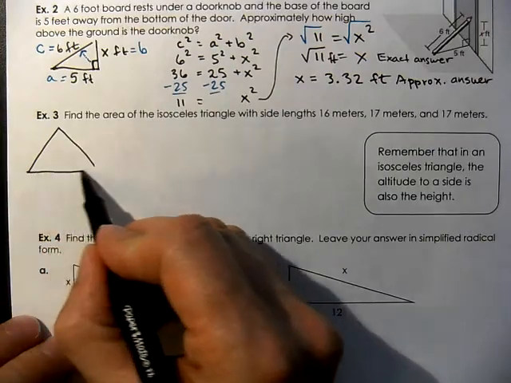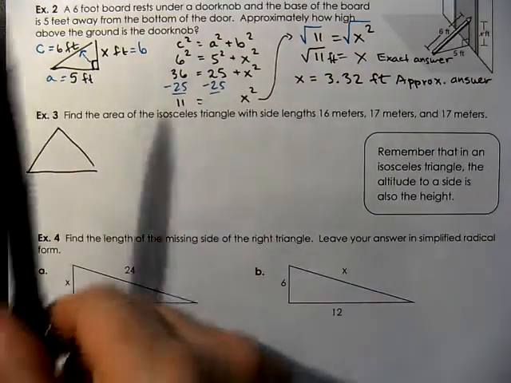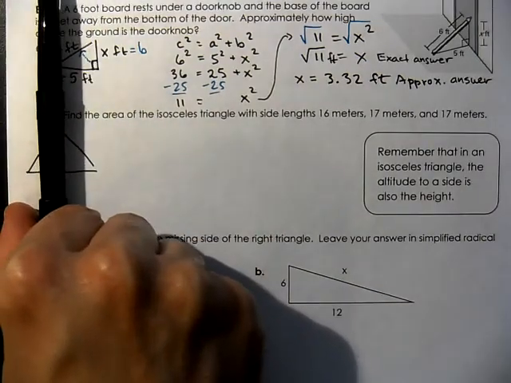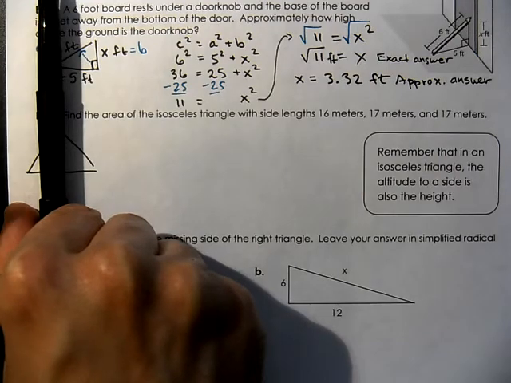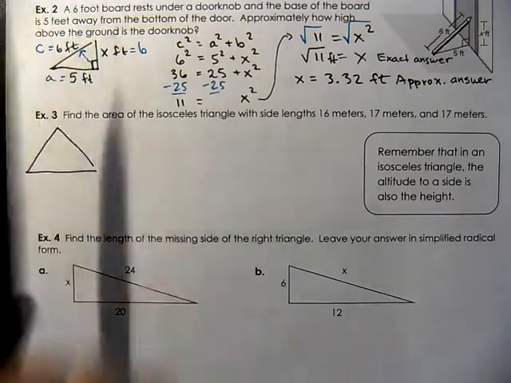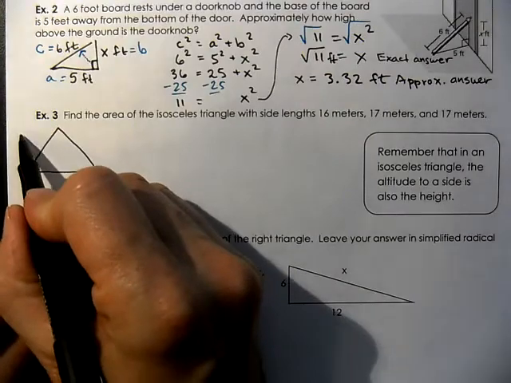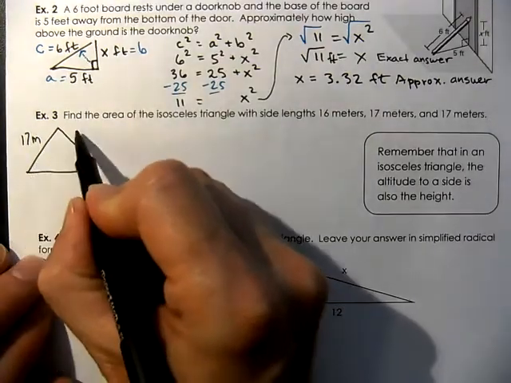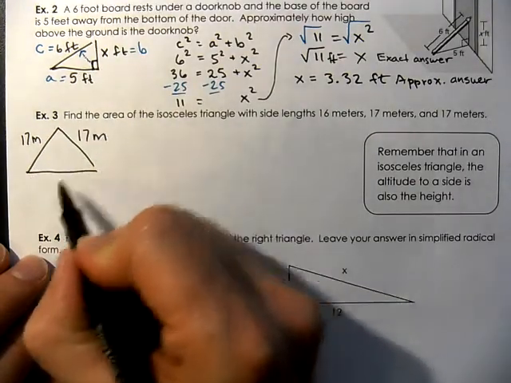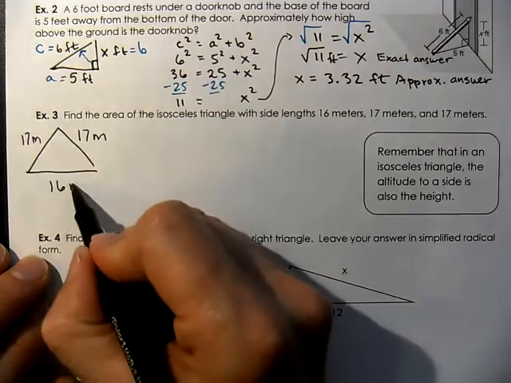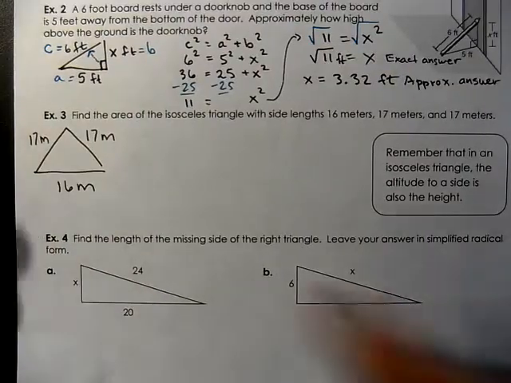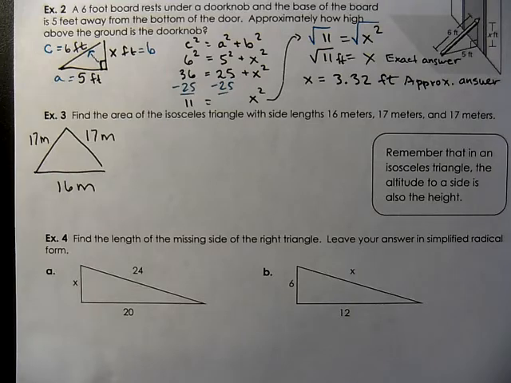It's easiest to draw an isosceles triangle where you have symmetry about a vertical line right in the middle, so that the left side and then the right side are the same. So here we have 17 meters on the left side, 17 meters on the right side, and the 16 meters is on the bottom. Now clearly we don't have a right triangle, so it looks like we would not be using the Pythagorean theorem. It only works if we have a right triangle.